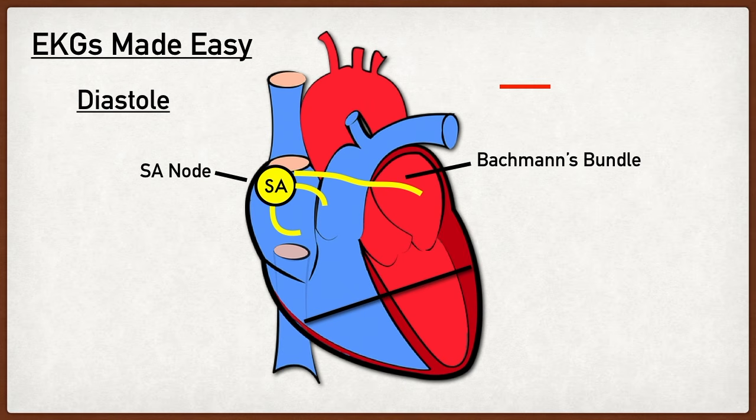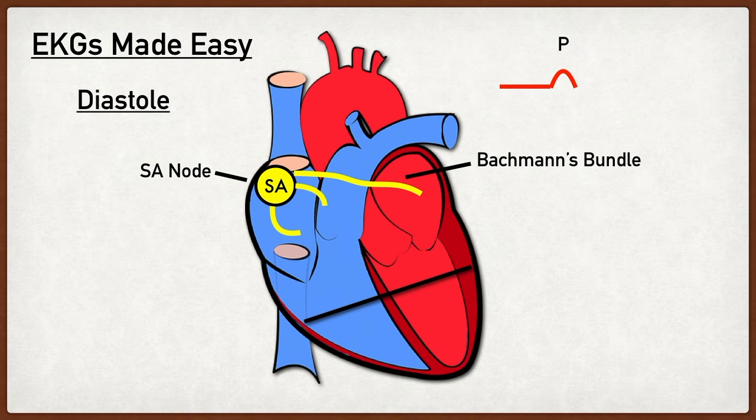So if we go back to our EKG, we now have electricity or conduction going on in the heart. So this is going to change that flat line on the EKG that we already have. And this is when the P wave comes into play. The P wave represents atrial depolarization that causes atrial contraction.